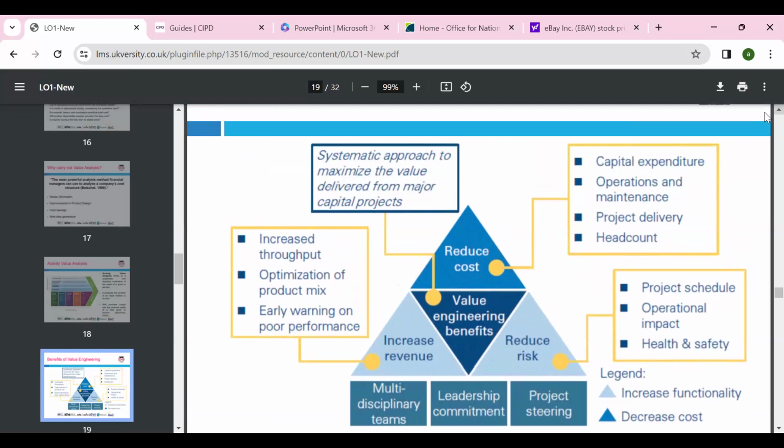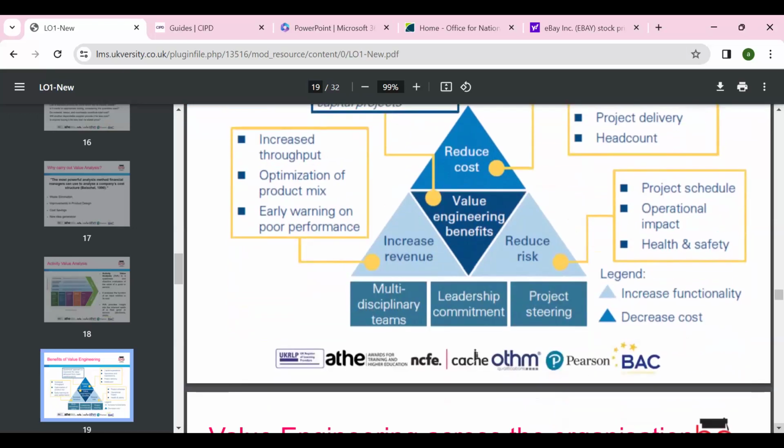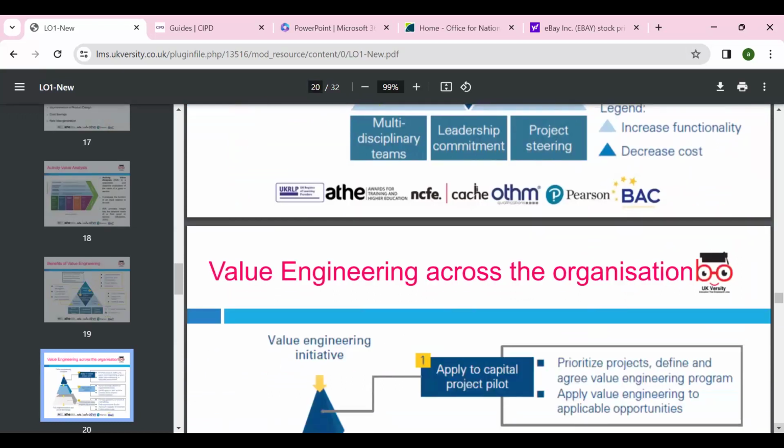If we have the right people at the recruitment and selection process, it also helps bring more value, increase throughput, and optimize the product mix, with early warning of poor performance. We have a system in place, a systematic approach to maximize the value and minimize the cost of the project. That is really what we need to look at, and we need to reduce the probability of risk. We can think about how we can transfer the risk, or have a strategy for mitigating risk, and the remaining risk just needs to be maintained.